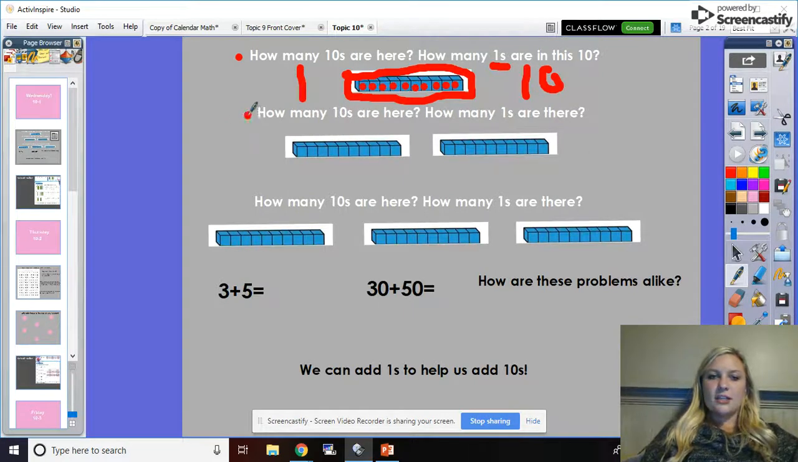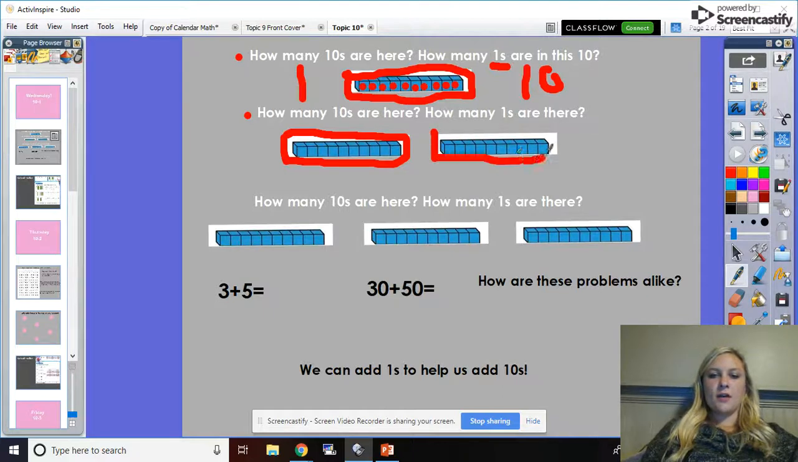Now if we look at number 2, it says how many tens are here? Let's go ahead and look at that first. So we know that a stick right here of cubes is called a ten, and there's one of them plus another one. So we have 1, 2. There's 2 stacks of 10. So there are 2 tens.